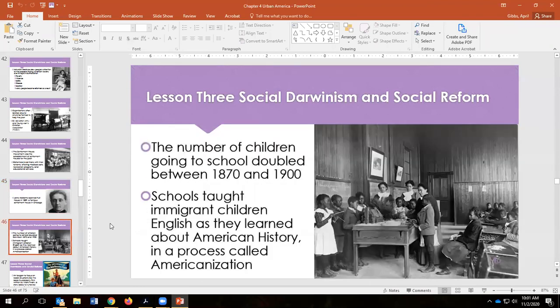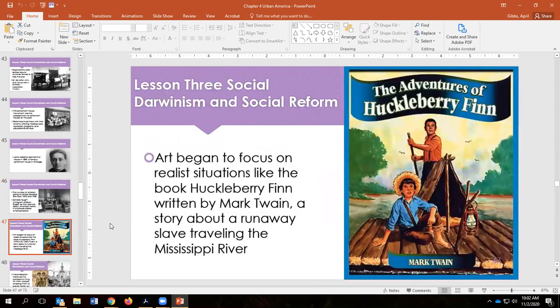Back to lesson 3. The number of children going to school doubled between 1870 and 1900. Schools taught immigrant children English as they learned about American history in a process called Americanization. Art began to focus on realist situations like the book Huckleberry Finn, written by Mark Twain, which is a story about a runaway slave traveling the Mississippi River with a young boy.